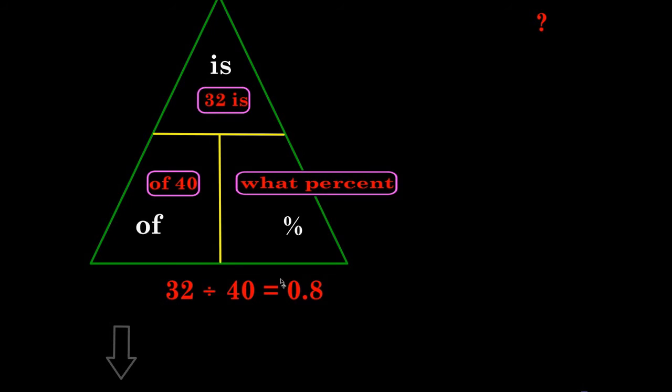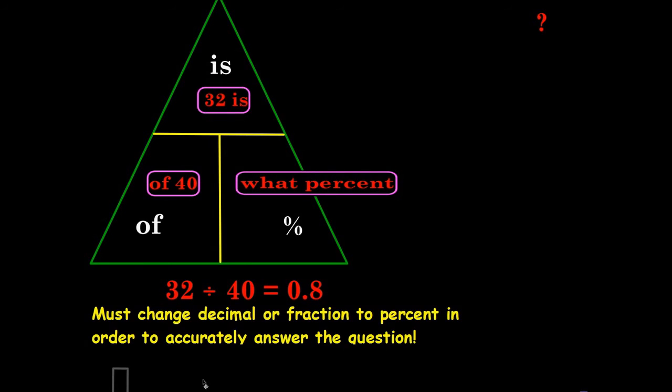And I already wrote the answer here, it is 8 tenths. And then it's important to make sure that you change your decimal or fraction to a percent, because that's what we're looking for in this particular part. We're looking for a percent answer. So 32 is 80% of 40.